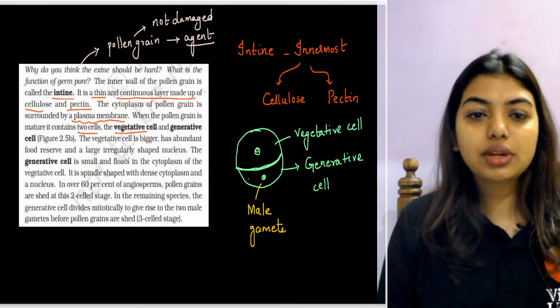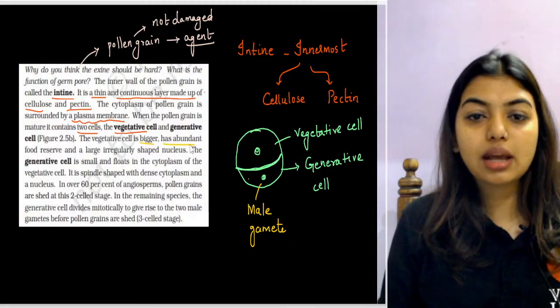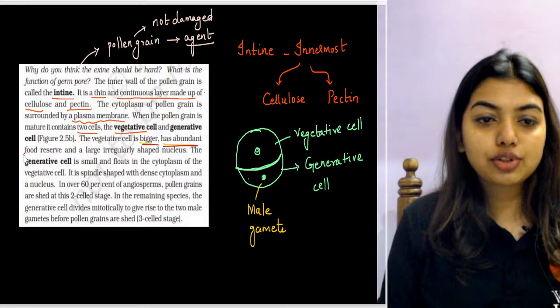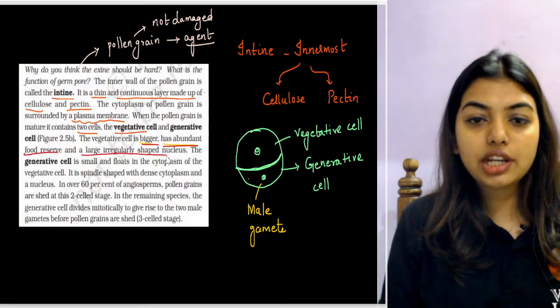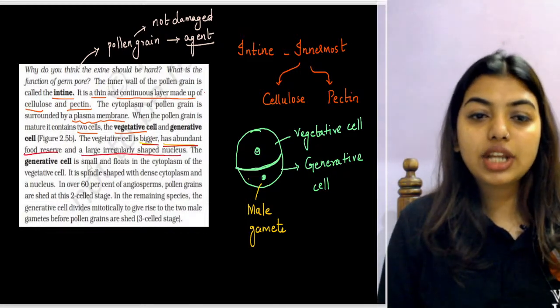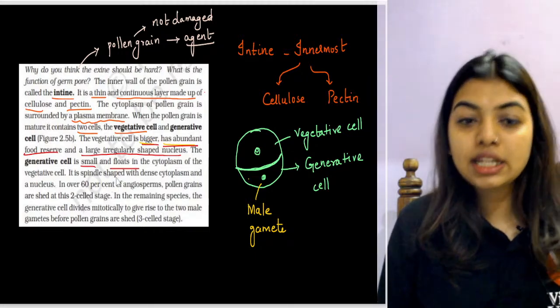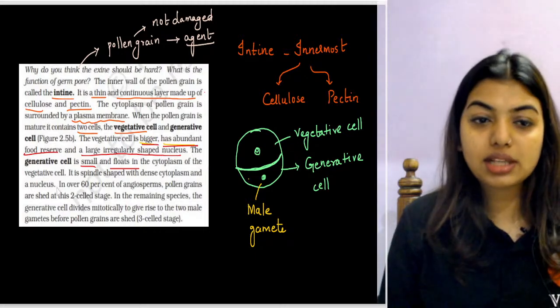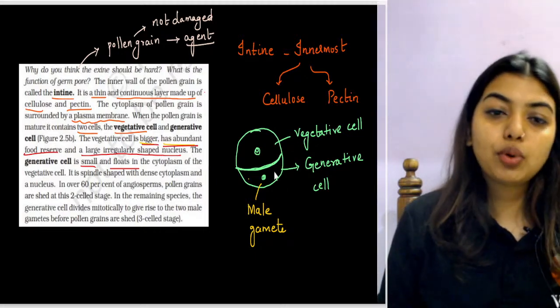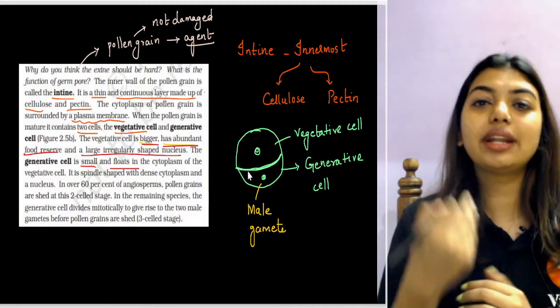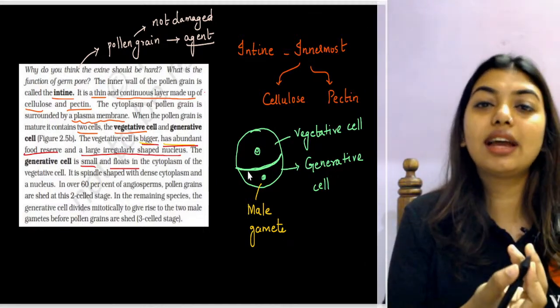Okay, so here you can see the vegetative cell is bigger, has abundant food reserve and a large irregular shaped nucleus. The generative cell is small and floats in the cytoplasm of the vegetative cell. It is spindle shaped with dense cytoplasm and a nucleus. So the vegetative cell has a bigger and abundant cell because obviously they have to do the food reserve.